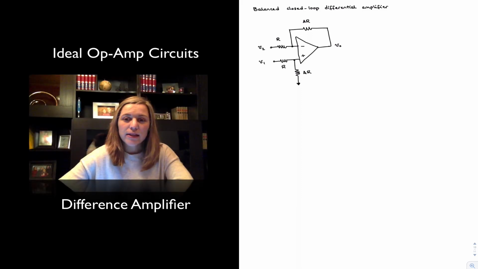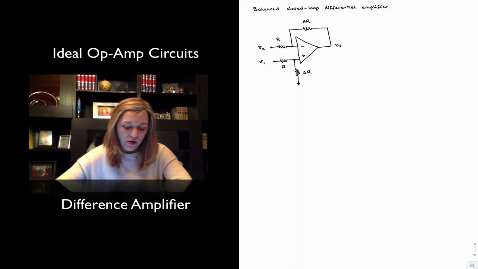Hello. The next circuit that we are going to study is a circuit that performs the difference operation between two signals. And it is the balanced closed-loop differential amplifier. And so here is the circuit configuration. It has two signals, V1 and V2, of which the output of the circuit is going to be proportional to the difference between those two signals, and that's the name differential amplifier.